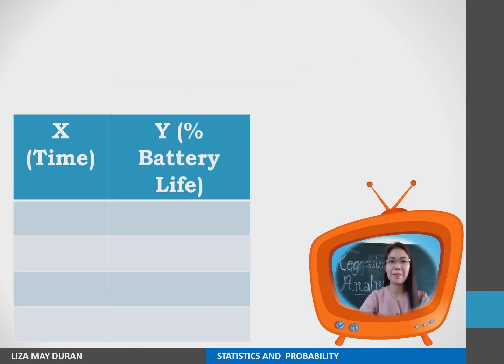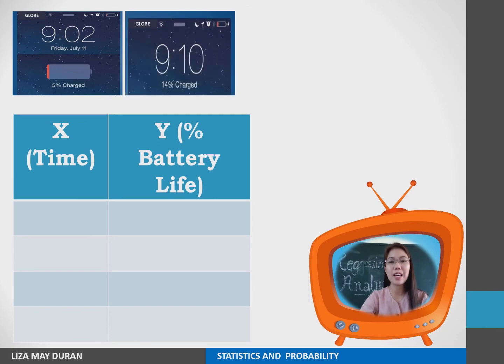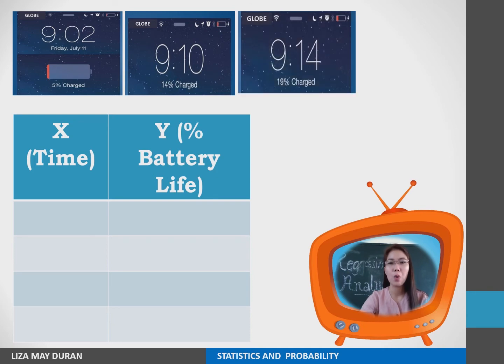This time, I want you to get a piece of clean paper and pen and help me construct the table of values for our data. Let x be the time and y be the battery charge of the phone. The initial time you observe the phone in low battery is 9:02 in the evening at 5% level. What will be our first x and y pair?